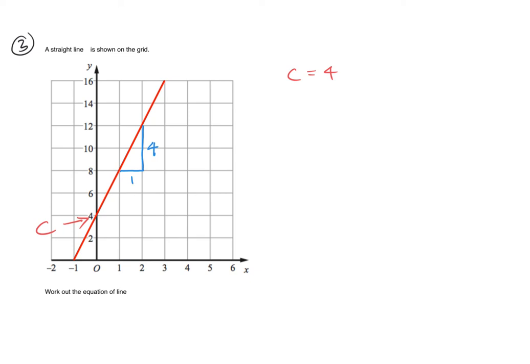So what we have here is that m, which is the gradient, is equal to the rise divided by the run, which is 4 divided by 1, and 4 divided by 1 is equal to 4. So our gradient is 4, our intercept is 4, so our equation is y equals 4x plus 4.